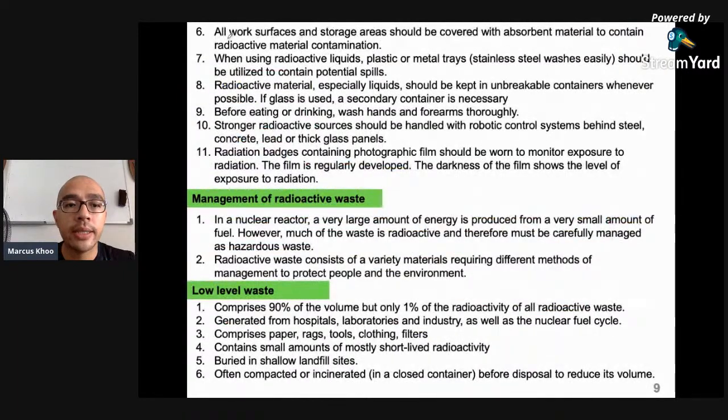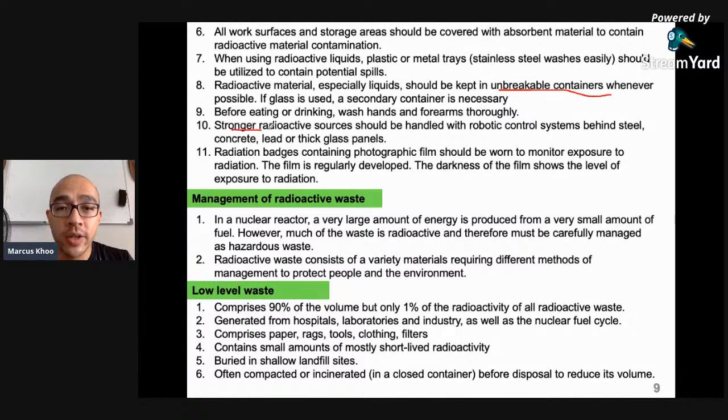All right. Other things: all work surfaces should be covered. This is normal. When using radioactive liquids, we use plastic or metal trays, or stainless steel because it can be washed easily, to contain potential spills. Radioactive material, especially liquids, should be kept in unbreakable containers whenever possible. If we use glass, then we use a secondary container. Usually, if we have learned this before, we use lead containers. Before eating or drinking, we wash our hands and forearms thoroughly, just like we would now in our COVID-19 season.